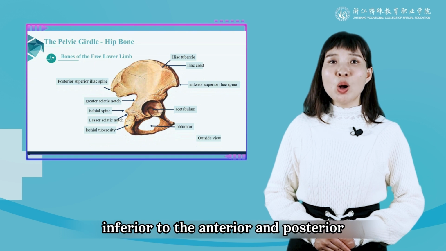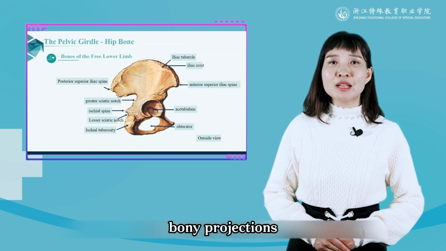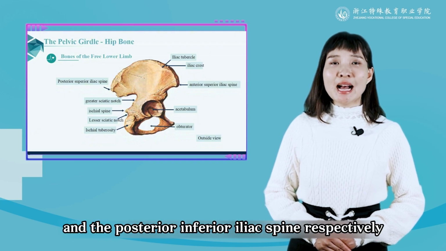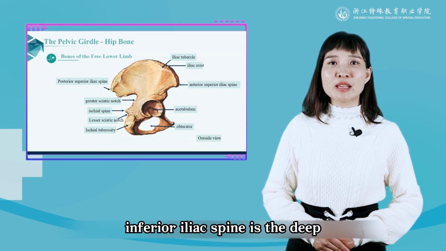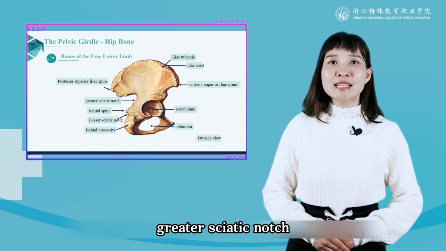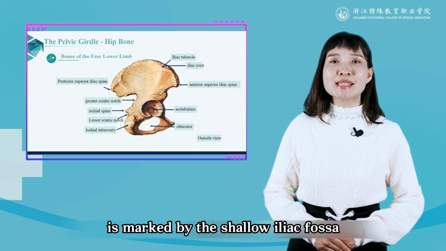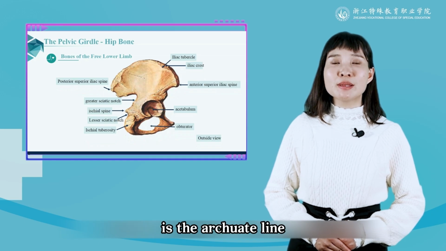Inferior to the anterior and posterior superior iliac spines are sharp, bony projections. These are the anterior inferior iliac spine and the posterior inferior iliac spine, respectively. Inferior to the posterior inferior iliac spine is the deep greater sciatic notch. The internal surface of the iliac ala is marked by the shallow iliac fossa. The inferior boundary of the iliac fossa is the arcuate line.